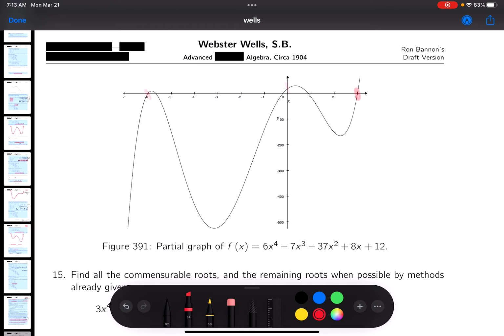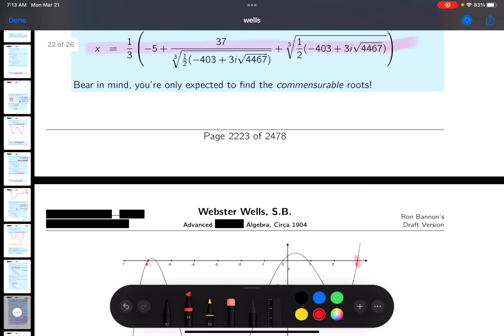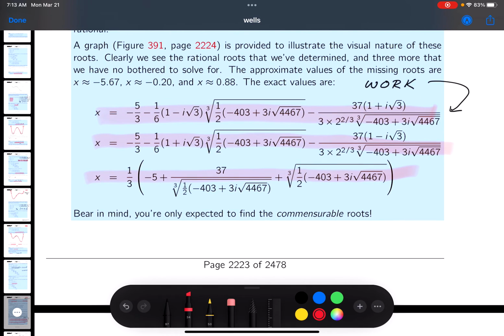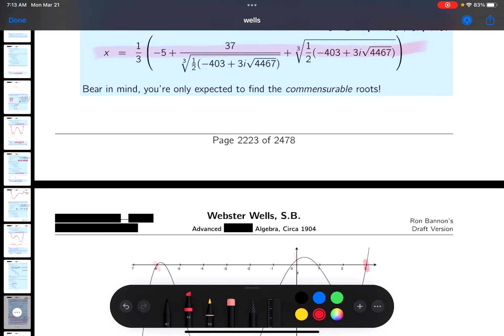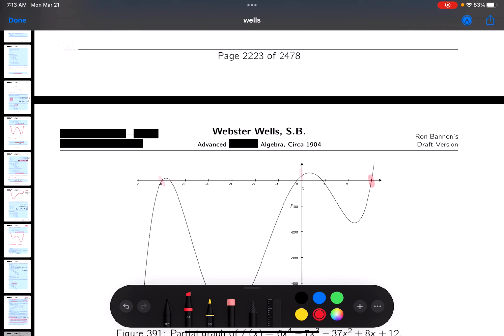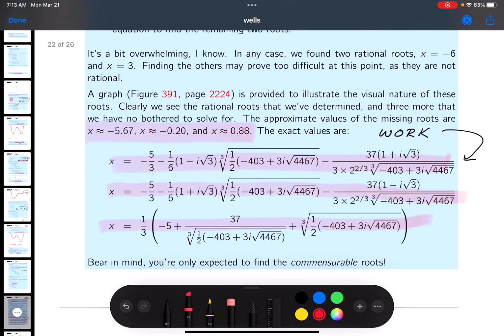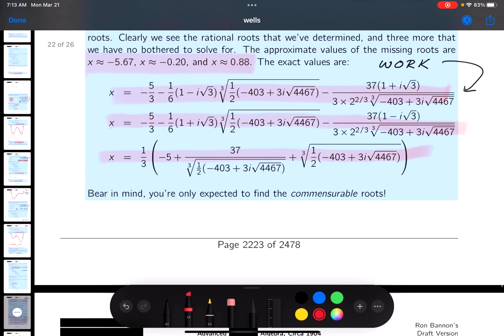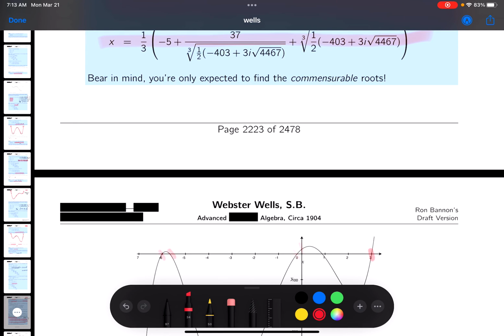And boy, was it a lot of work to get those. Even after getting them and all that work over there, it's really hard to visualize those. So what I'm going to claim over here is approximating them is not a bad idea, all right? So I approximated them for you. Yeah, it required a computer to do that. Minus 5.67, that's over here. The other one we got is minus 0.20, that's right over here. And last but not least, we got 0.88, which is right over here.